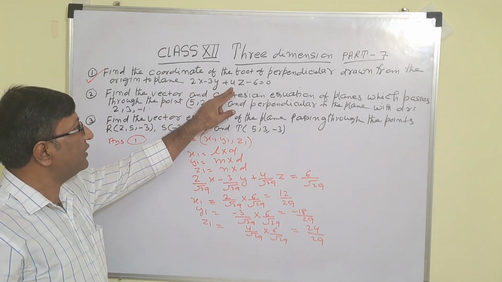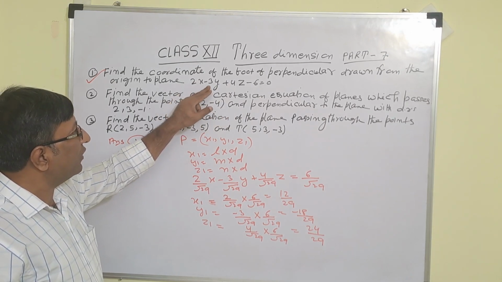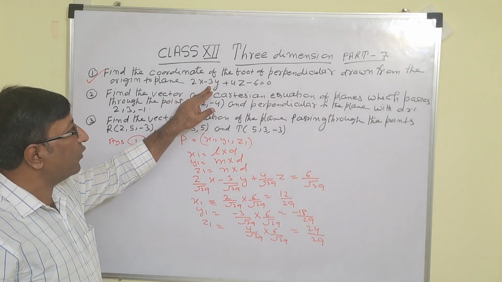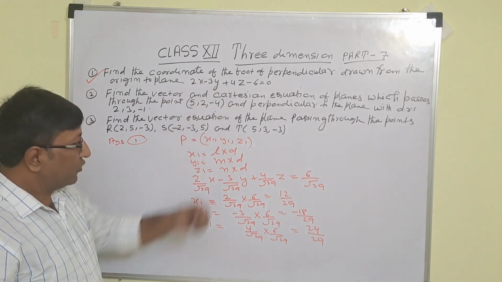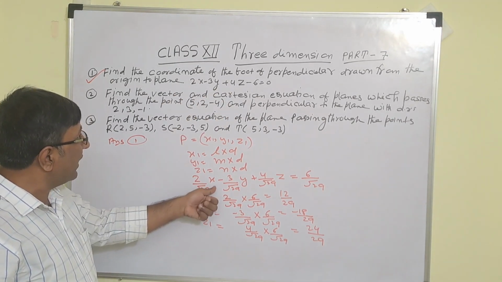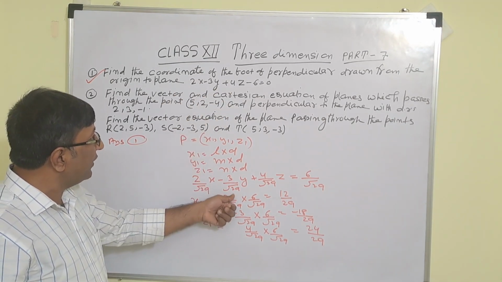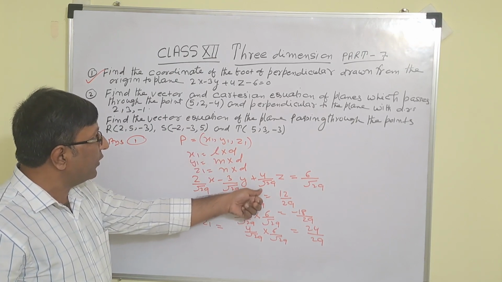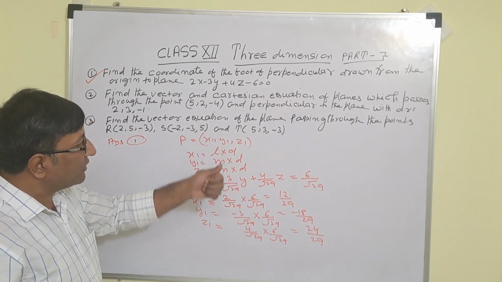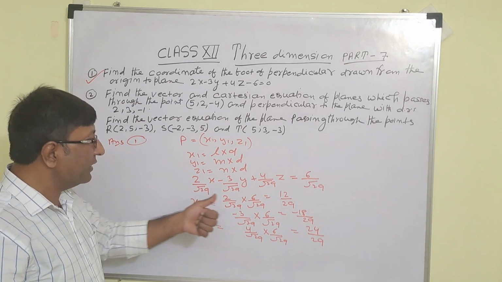So this is 16 plus 4, 20, 9. 20 is 29, divide both sides by root 29. So you will get 2 by root 29 x minus 3 by root 29 y plus 4 upon root 29 z equal to what? 6 upon root 29.